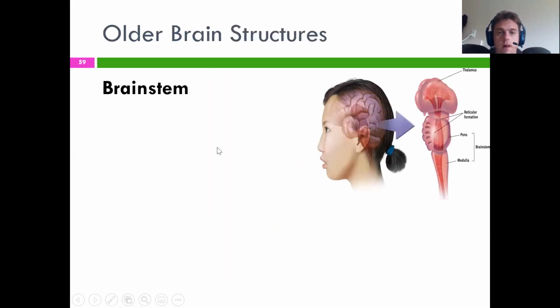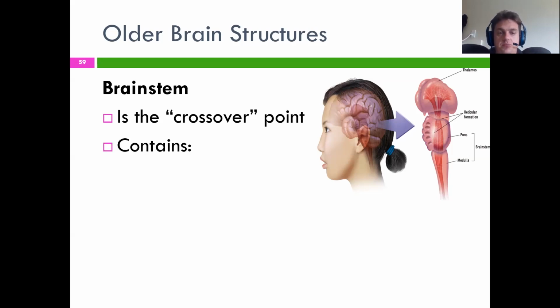Okay, so start out with the brainstem in terms of the older brain structures. This is also the crossover point. The left side of your brain is going to control the right side of your body, and the right side of your brain is going to control the left side of your body. This crossover happens at the brainstem, which is right where the spine joins the brain.